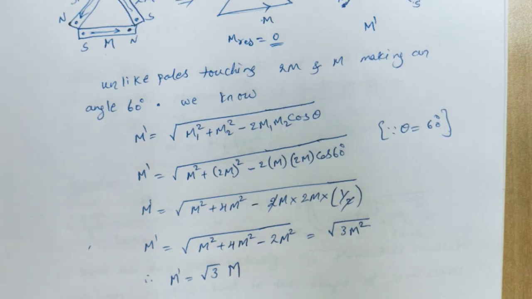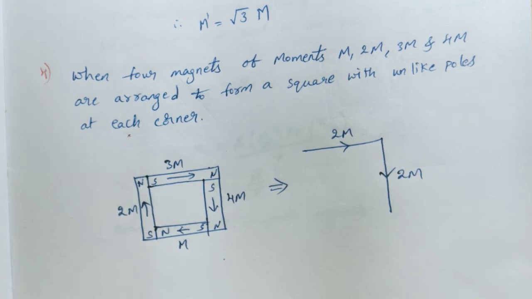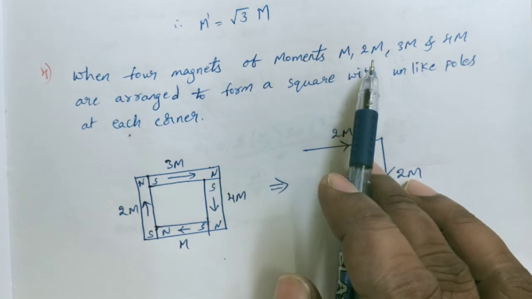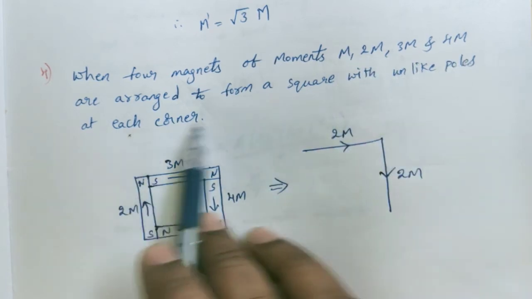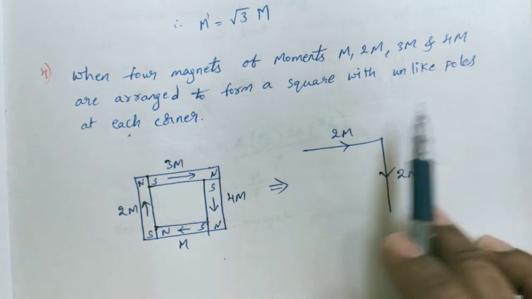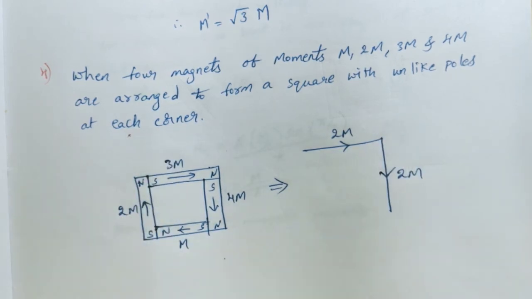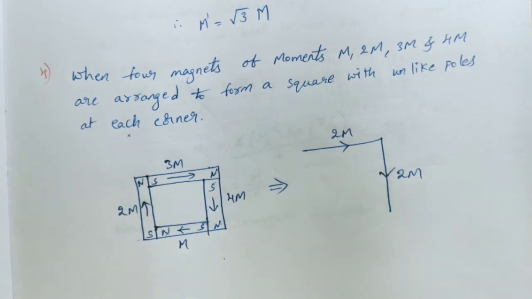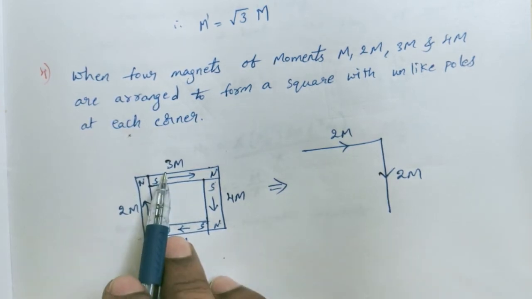This is one of the simple applications based on previous knowledge that we discussed. Listen carefully, students. One thing: four magnets of moments m, 2m, 3m and 4m are arranged to form a square with unlike poles at each corner, mentioned clearly. So for example, this is one square. Here north and south at one corner, here north and south, here north and south, here north and south. So all are not having the same values. Here m is present, here 2m is present, here 3m is present, here 4m is present.